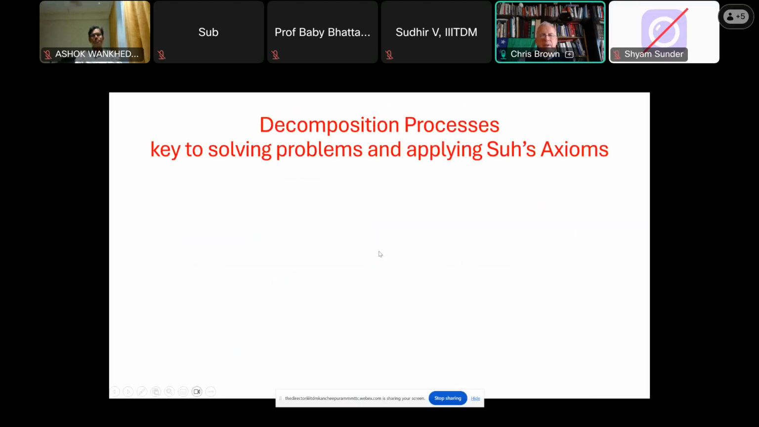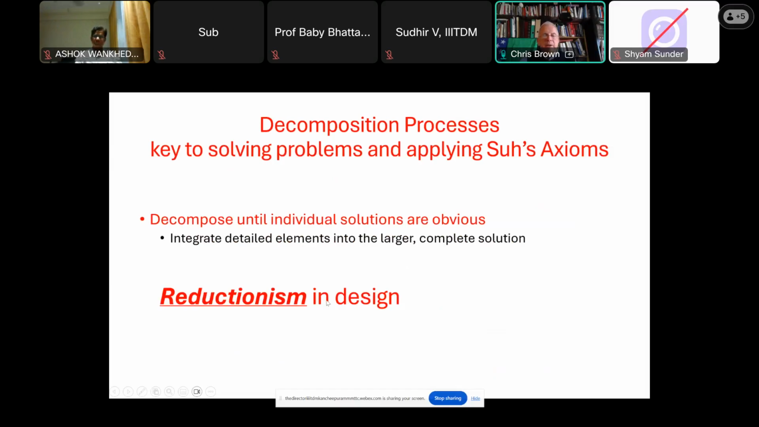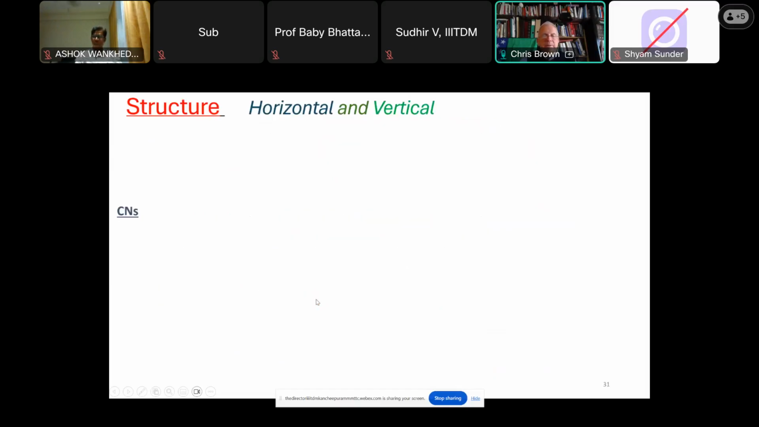So decomposition, this we need to do. We need to break problems down until the solution becomes obvious, and then integrate the details into a larger, complete solution. So this is reductionism, which is a common thing in science, and we're applying it now to design.